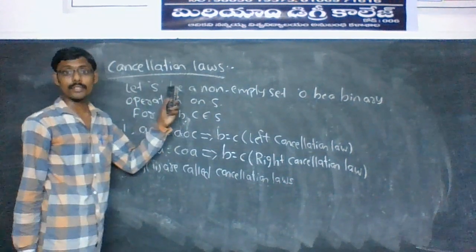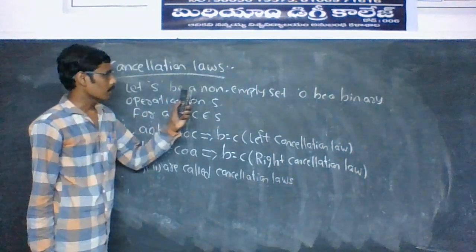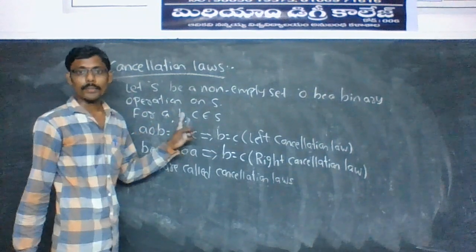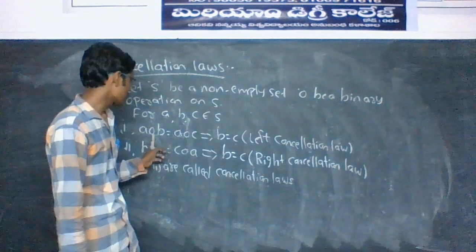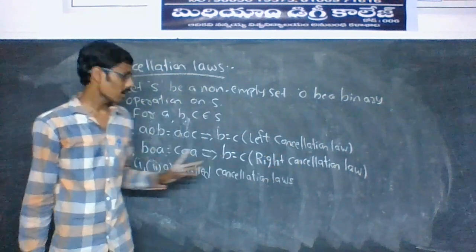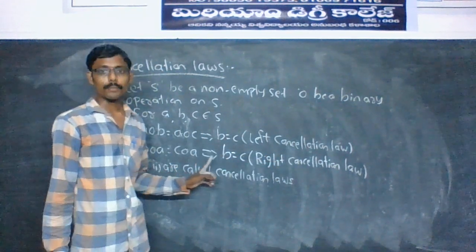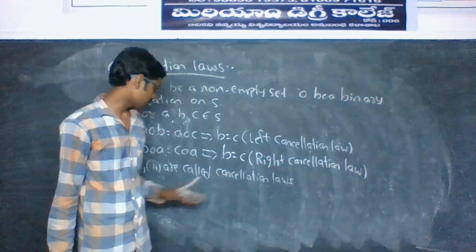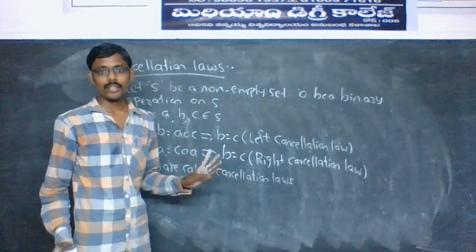Let S be a non-empty set, circle a binary operation on S. For a, b, c belongs to S, a circle b equals a circle c implies b equals c, the left cancellation law. b circle a equals c circle a implies b equals c, the right cancellation law. One and two are called cancellation laws.